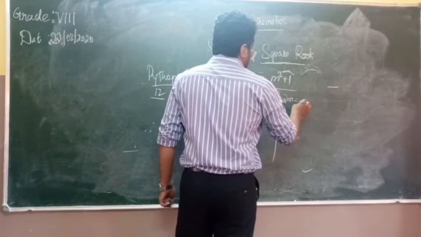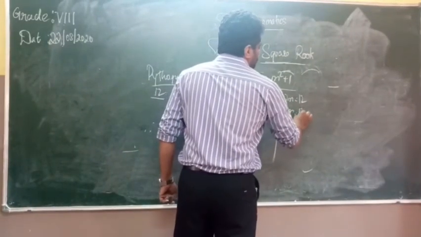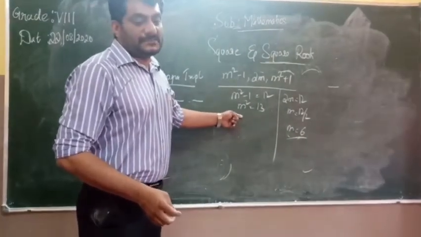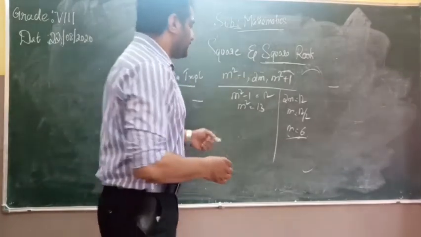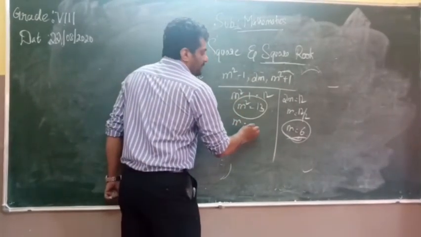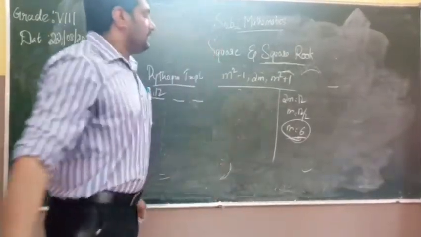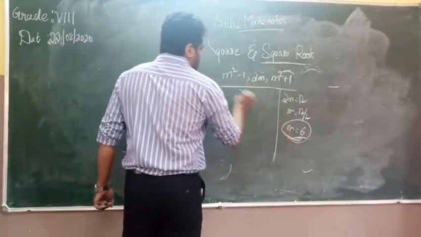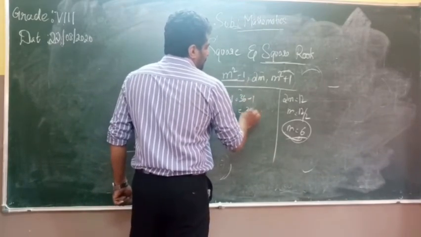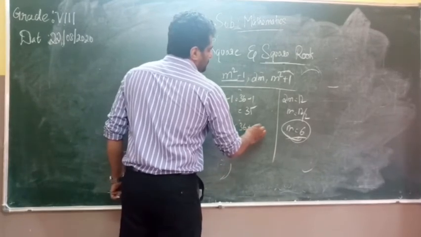2n is equal to 12. n is equal to 12 by 2, n is equal to 6. In the first one, we are getting n squared as 13, but in the second one, we are getting n is equal to 6. Whenever you get n squared as 13, n will not be a perfect number. So take n as 6. Now, if I take n as 6, 6 squared minus 1 is 36 minus 1, 35. And the other one, n squared plus 1, is 36 plus 1, 37.